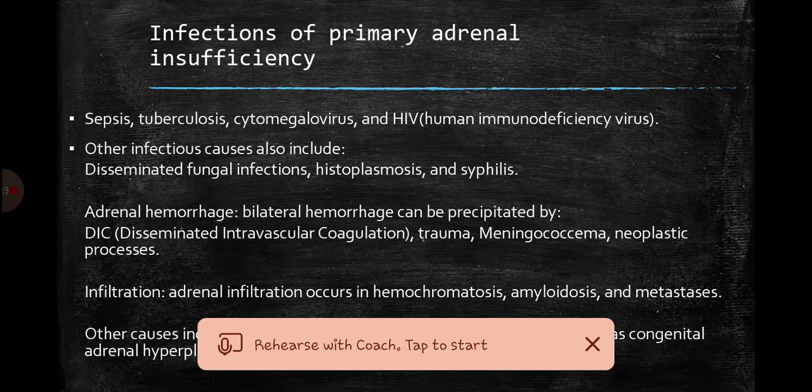Adrenal hemorrhage: bilateral adrenal hemorrhages can be precipitated by disseminated intravascular coagulation, trauma, meningococcemia, and neoplastic processes. Infiltration: adrenal infiltration occurs in hemochromatosis, amyloidosis, and metastasis. Other causes include sarcoidosis, lymphoma, and genetic disorders such as congenital adrenal hyperplasia and adrenal leukodystrophy.